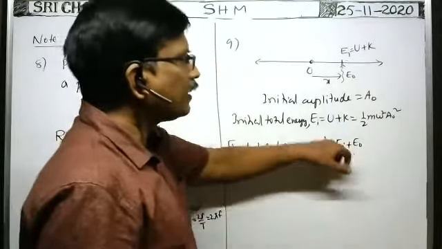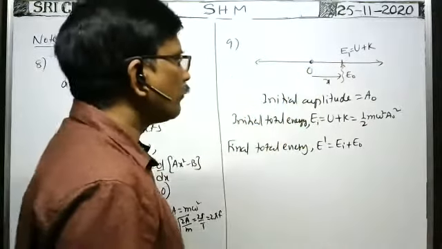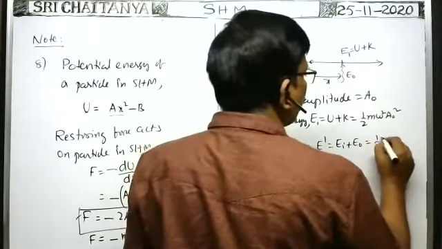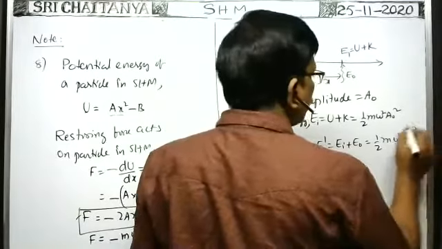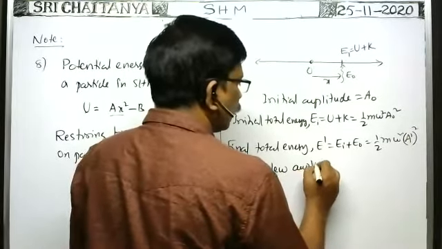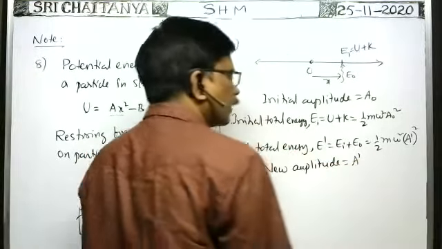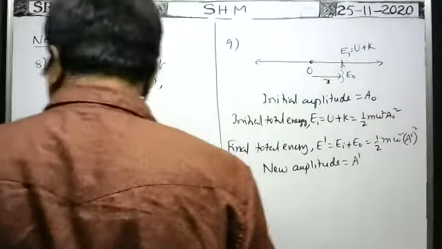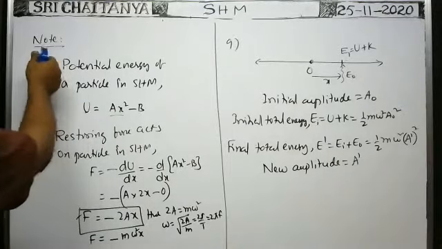When this amount of energy is added to the particle at a distance x, what is the new amplitude of the particle? This is equal to half m omega square into new amplitude whole square, where A dash is the new amplitude. Now that new amplitude A dash is equal to question mark. So by using this relation we can calculate. Okay, now simple pendulum, a very, very important concept in this chapter.